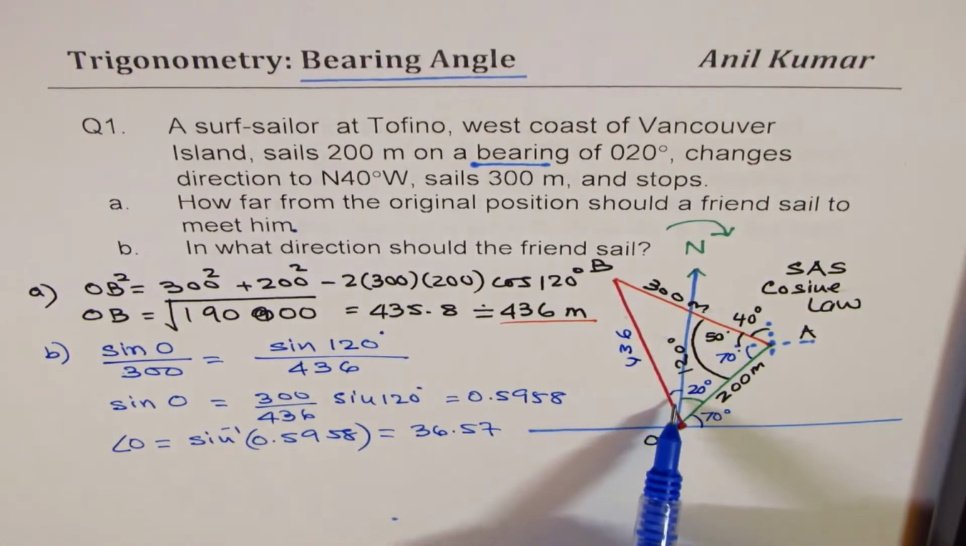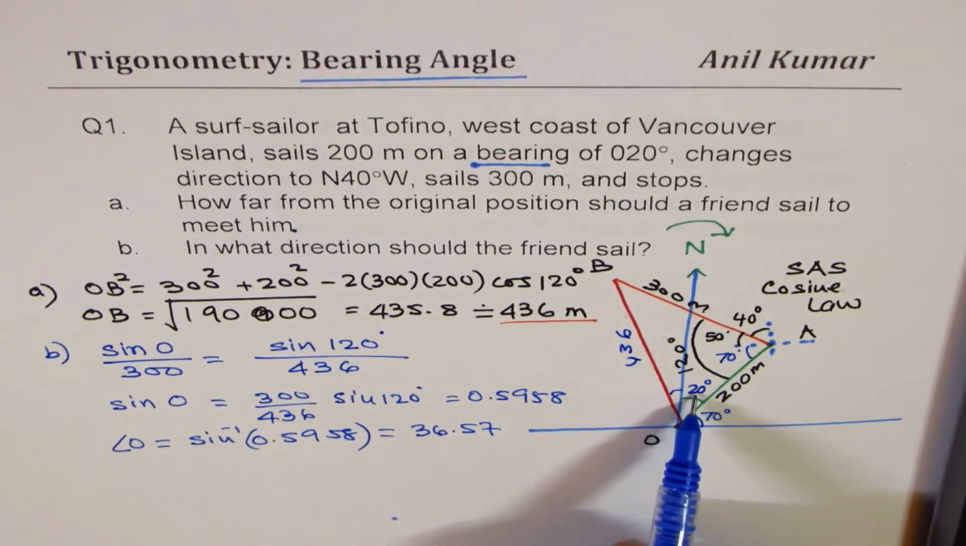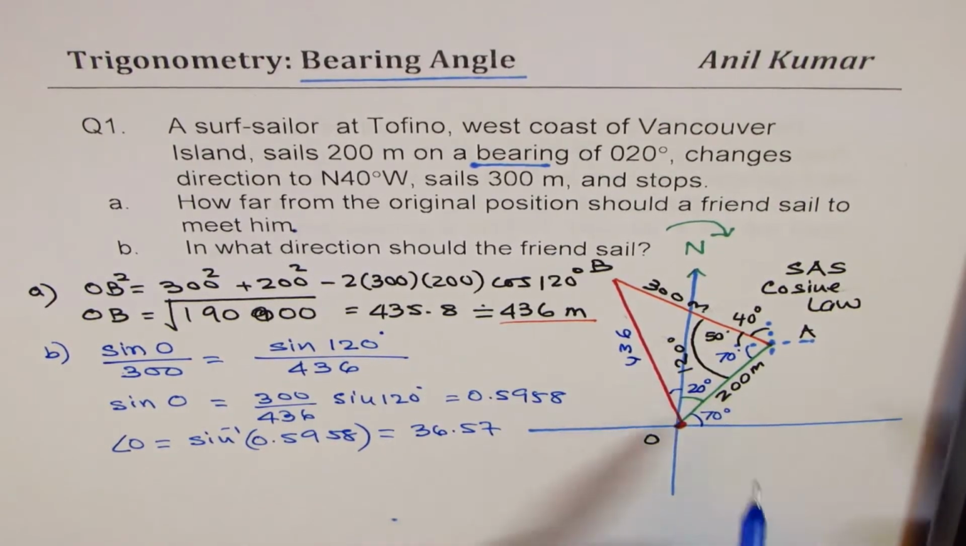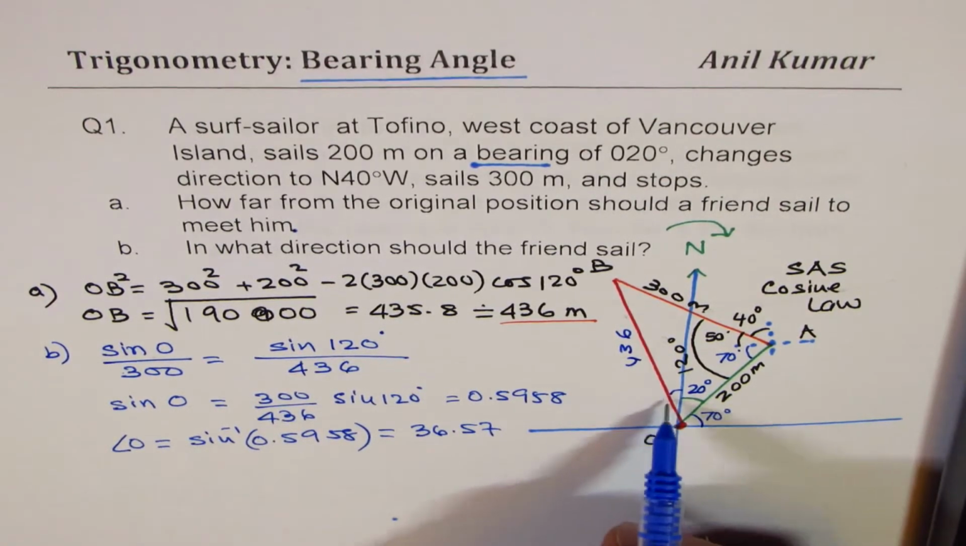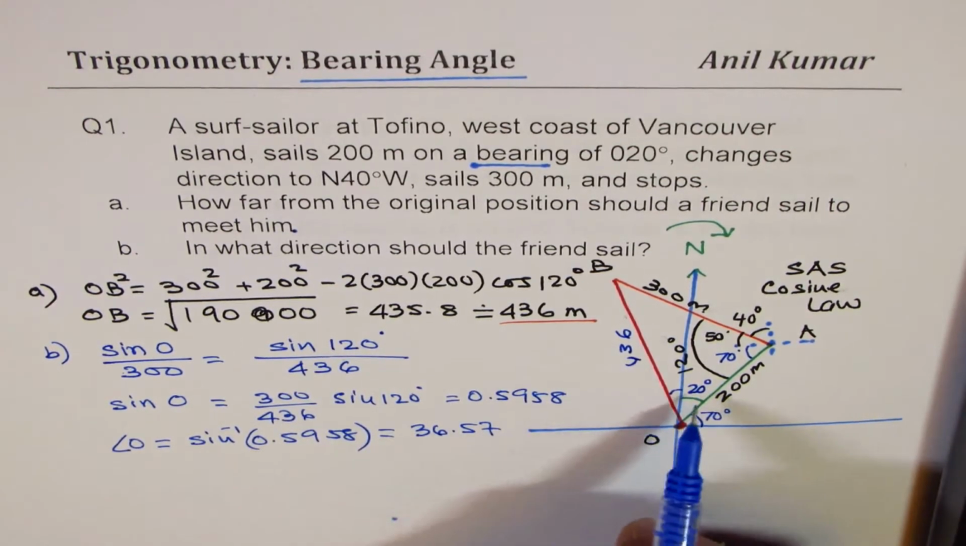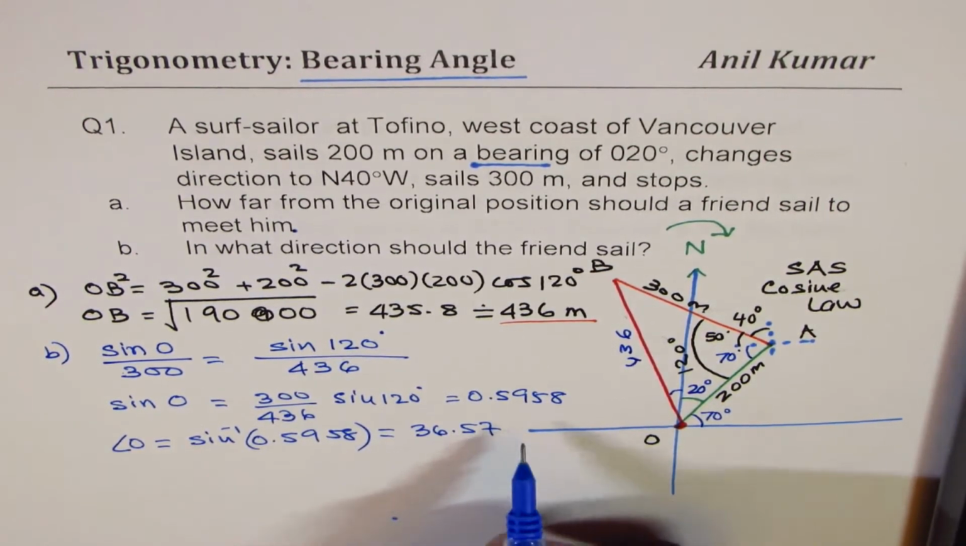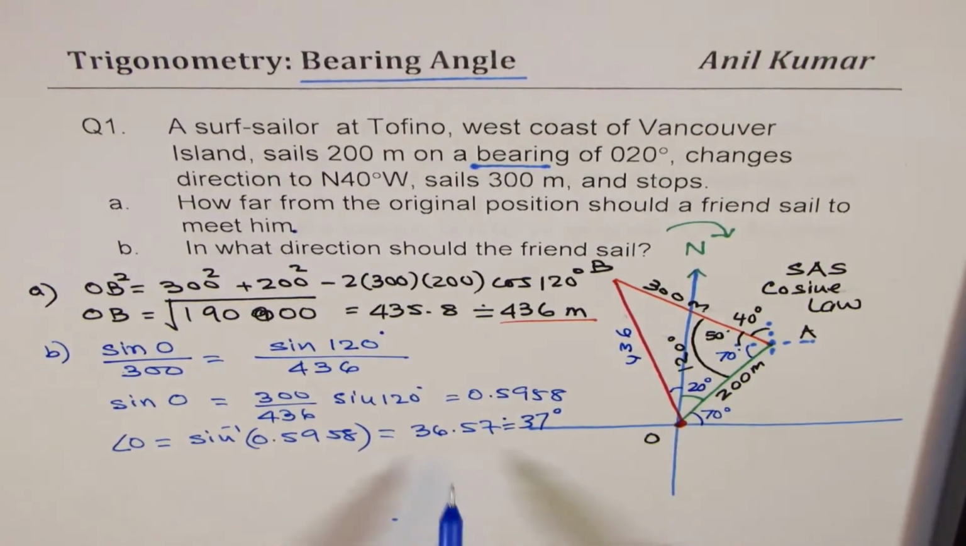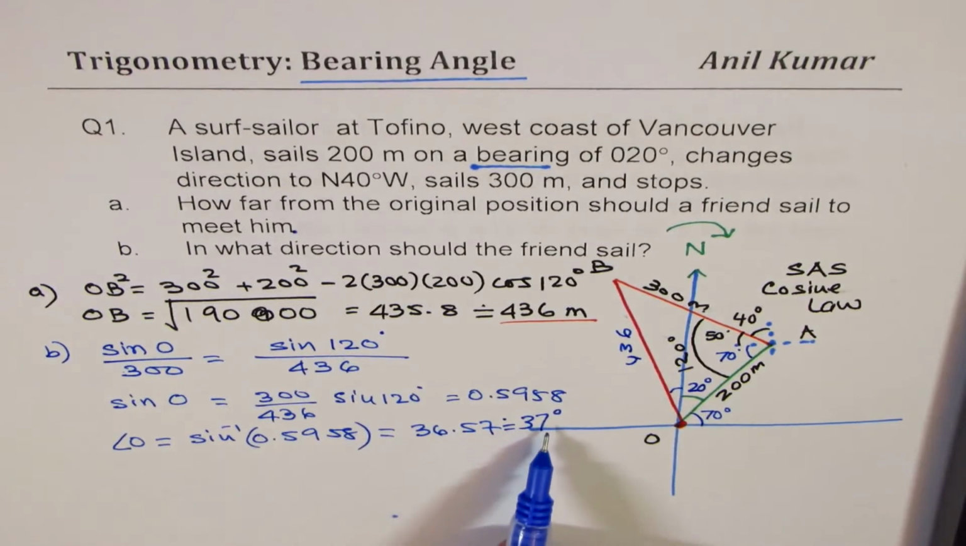Now, clearly, that is the whole angle, including 20, right? So from the north, it could be written as 36. Let's call this approximately 37 degrees. Okay. So we are approximating this also as 37 degrees.